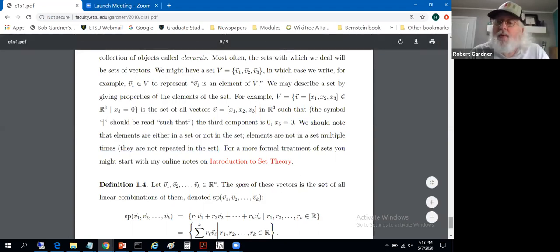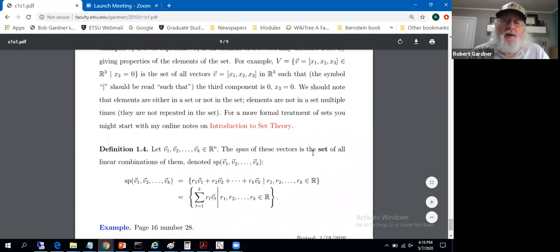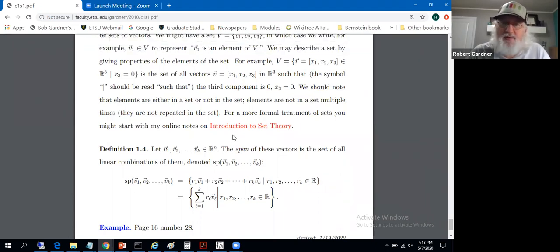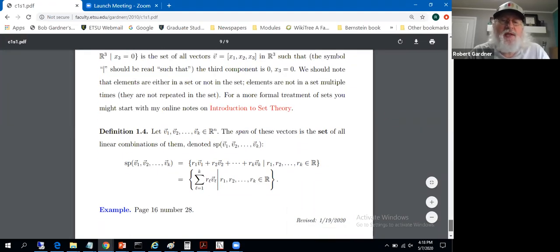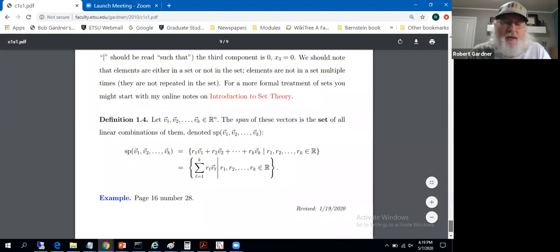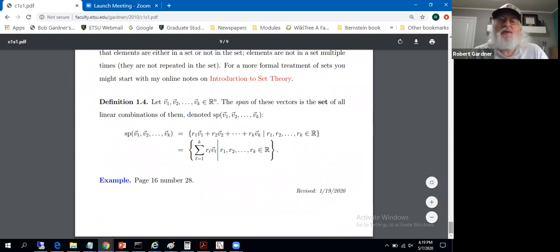You want some formal set theory, help yourself. I have some notes from around summer 2020. These notes are fairly preliminary, but I've posted a little bit of notes on formal set theory. Unfortunately, we don't have a class on formal set theory. So we'll use some set notation to express various collections of vectors. Let's do that right now.